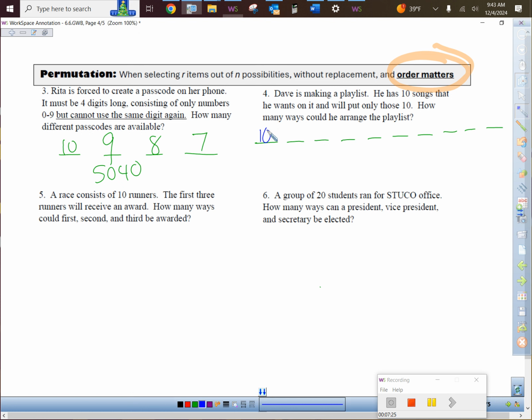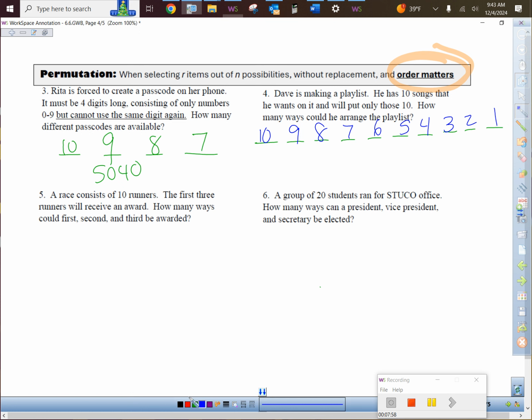So how many choices does he have for the second song? 9. How about the next song? 8, then 7, then 6, then 5, then 4. Time out. Then 3, then 2, then 1. Do you have any interest in typing all that into your calculator, 10 times 9 times 8 times 7 times 6? Let me show you a faster way to type that in.